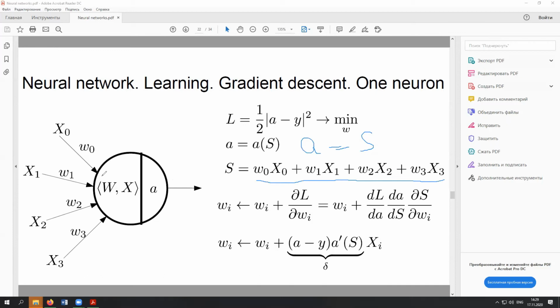If S is just the sum of weights and signals, then the derivative of L by W is the derivative of L by A multiplied by the derivative of A by S and the derivative of S by W. And in this case, taking the derivative would give exactly this function. Yes, 2 times, and don't forget to take the derivative by S. If A and S are the same, there would not be this multiplier. If there is some special function F, we have to take the derivative of F by S from function A.